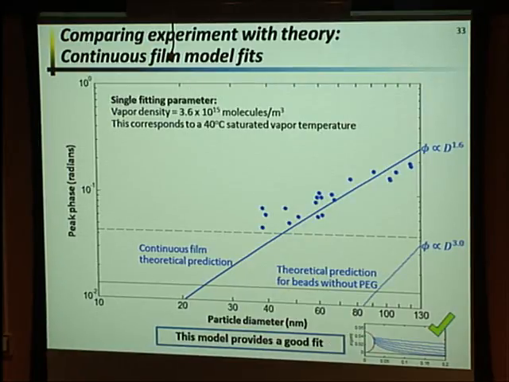So what we can do is take this model, and we're going to apply, in this case, one fitting parameter to try and fit this to our data. And this fitting parameter is the density of molecules in the vapor. So it's how many PEG molecules are floating around and hitting our substrate. So we use this as one fitting parameter. And then we can see that this fits reasonably well. In this case, we're showing the prediction from the theory, and then this would be the prediction for the beads without any nanolenses, without any PEG.